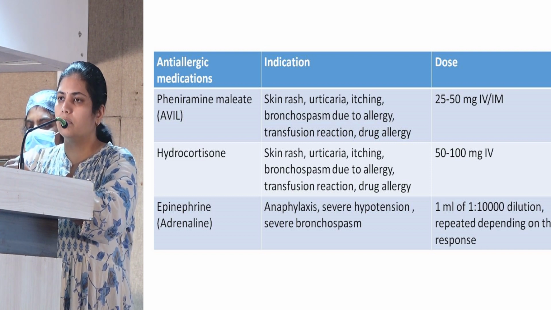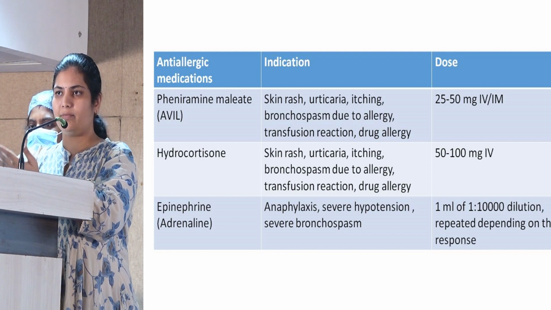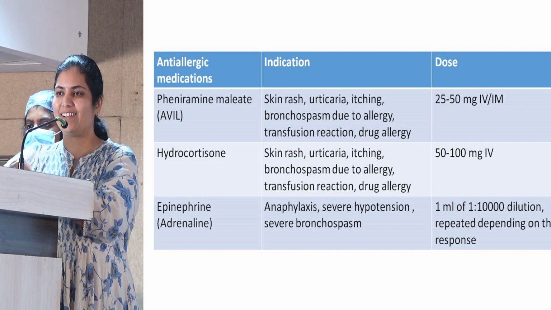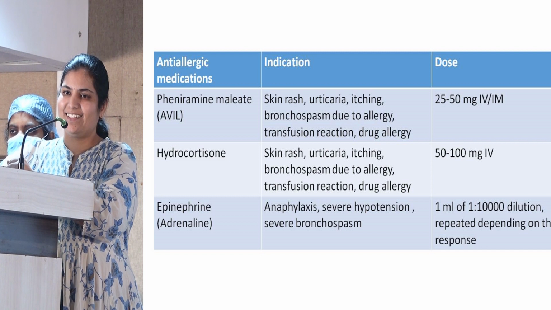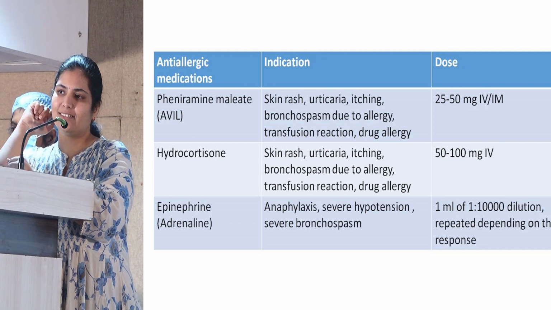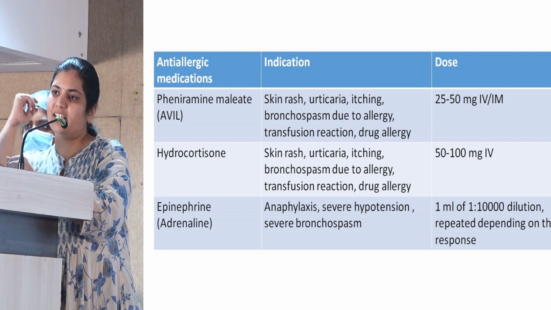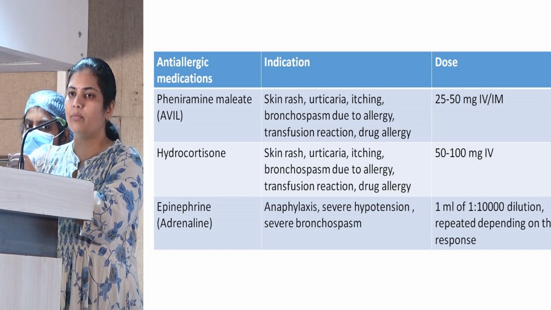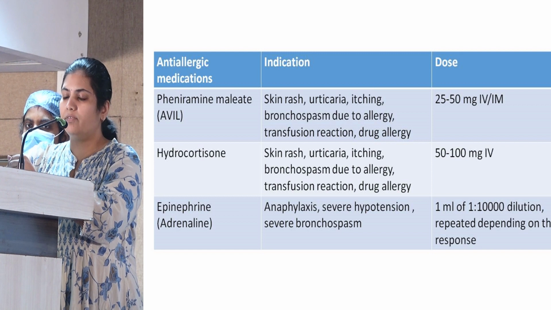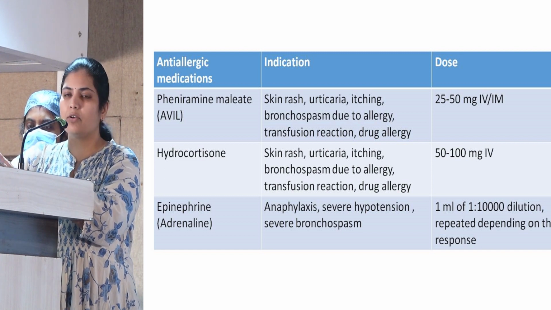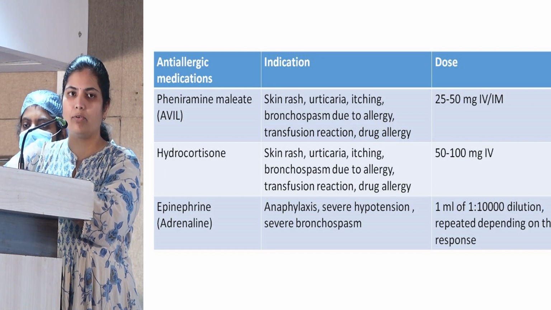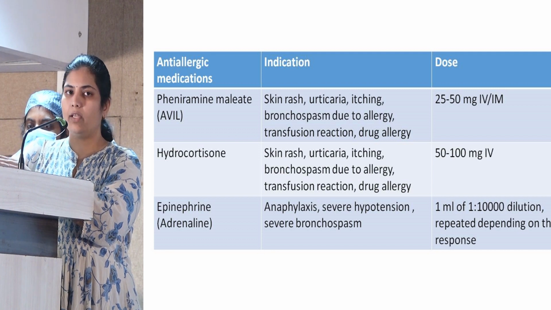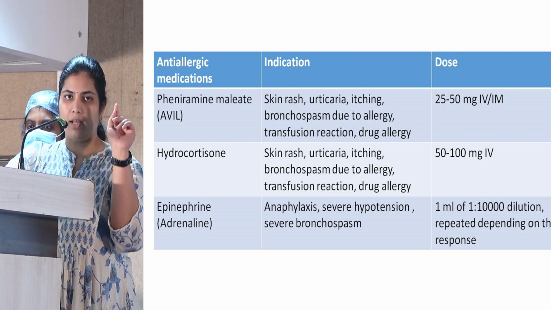Avil, you are better people to tell us how much of Avil and Hydrocort you give. And Avil? 25. IM or IV we can give. And if there is severe reaction which is causing severe hypotension, bronchospasm, then we have to give epinephrine, which is 1 ampule of epi.